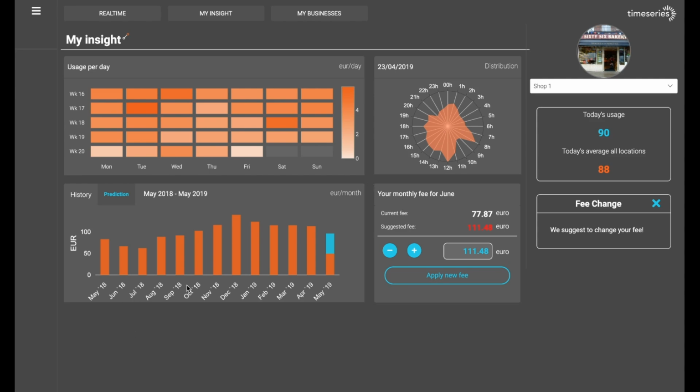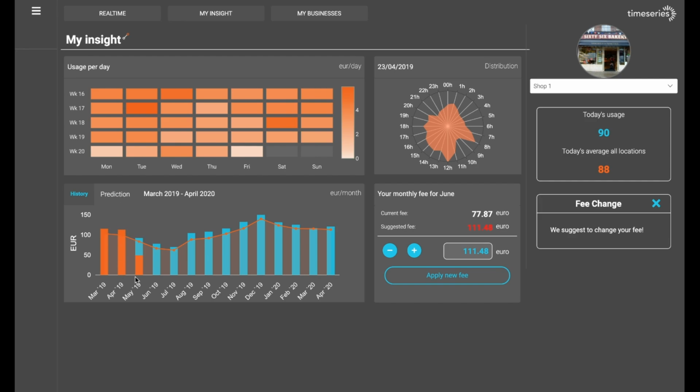At the bottom of the screen, the user gets an overview of both historic energy consumption of the previous year, as well as a prediction of the energy consumption for the next 12 months. Orange is used energy, and blue is our prediction. This prediction is used to automatically suggest a new monthly fee. By allowing the user to adjust his monthly fee, the load on call centers of utility providers is reduced.